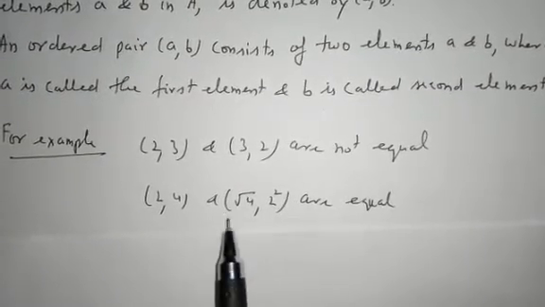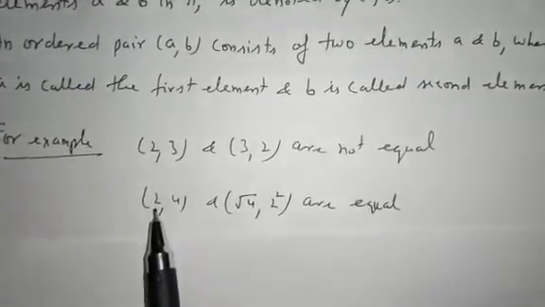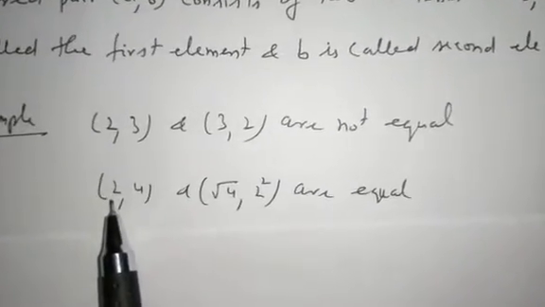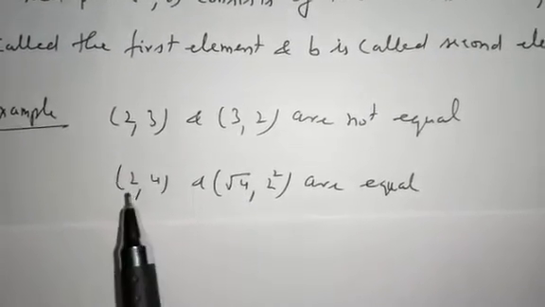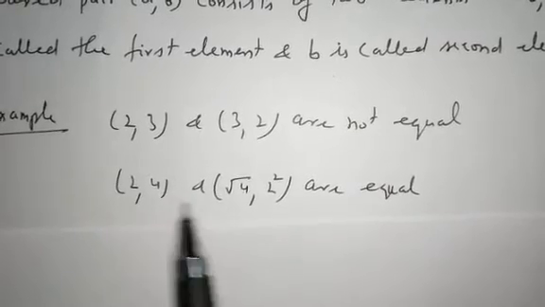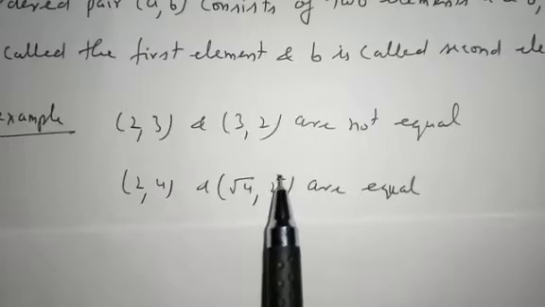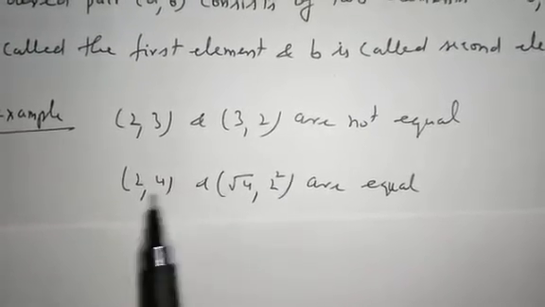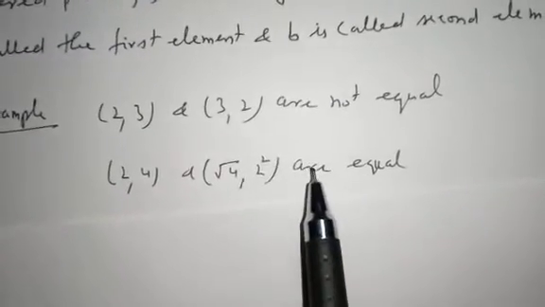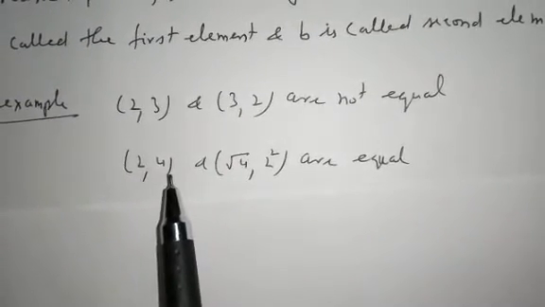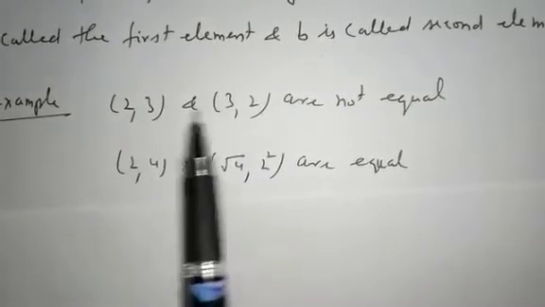(2, 4) and (√4, 2²) are equal because the first element is 2 and here √4 is also 2. So in both ordered pairs the first element is the same, and the second element is 4, since 2² is also 4. The second element is also the same in both ordered pairs. That's why these two ordered pairs are equal. So always keep in mind, two ordered pairs are equal only if corresponding elements are equal.